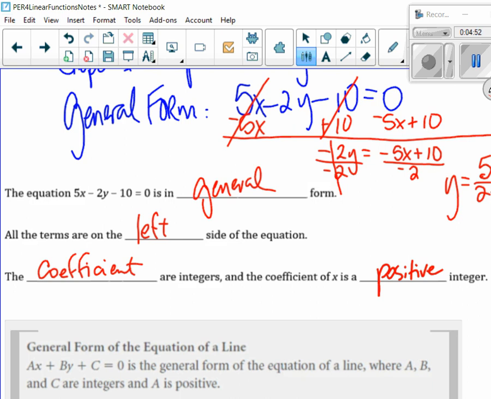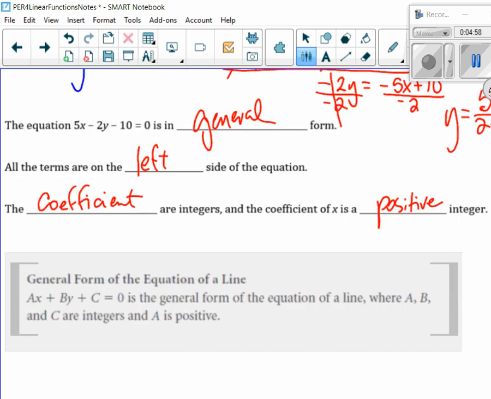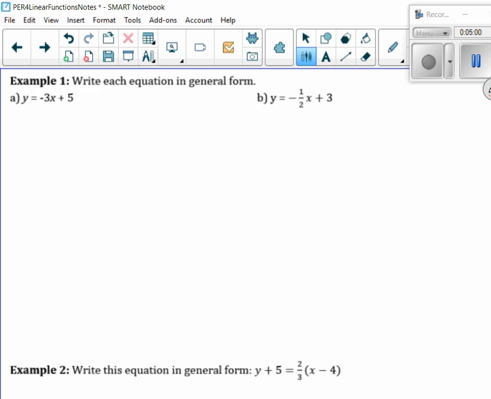Okay? So the hardest thing is getting rid of fractions for people. Okay? So let's try that. Write this in general form. So this A is pretty easy. We need to move everything over to the left side. So what do we get for that? How would I get minus 3x plus 5 over to the left side?